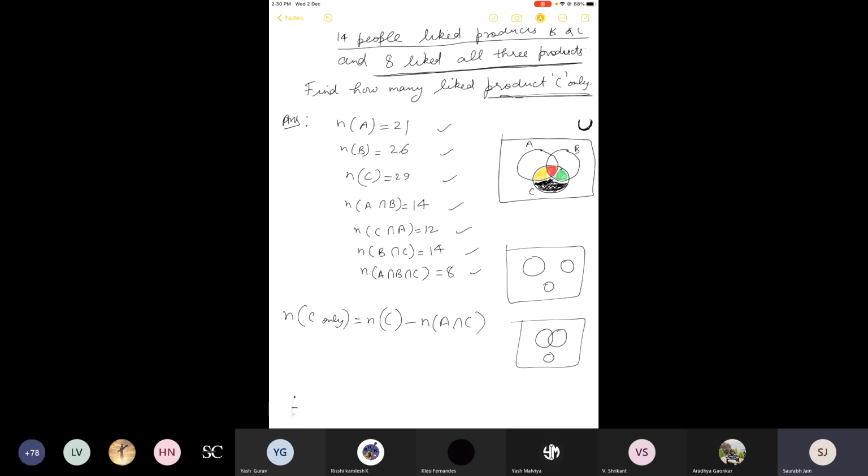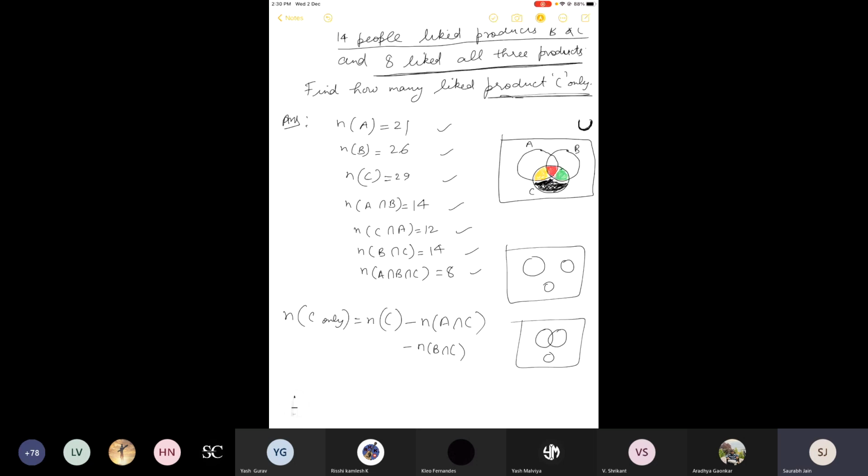What I will do? I will subtract B intersection C as well, which is the intersection of circle B and circle C. But one thing is happening. What is that thing? That thing is that I'm counting the red portion twice. So basically I have subtracted the red portion twice and I can subtract it only once. So what I will do? I will add this portion once.